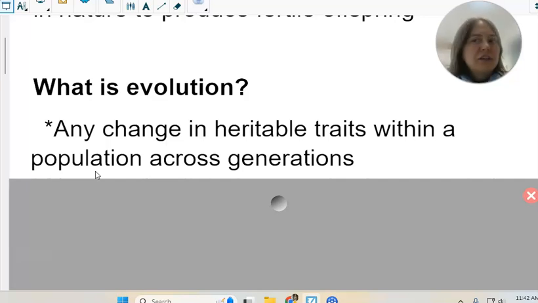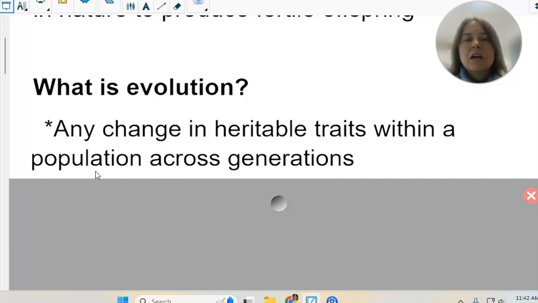Individuals do not evolve. I do not evolve. An individual monkey or frog does not evolve. It's the population that evolves, so it has to happen through time.